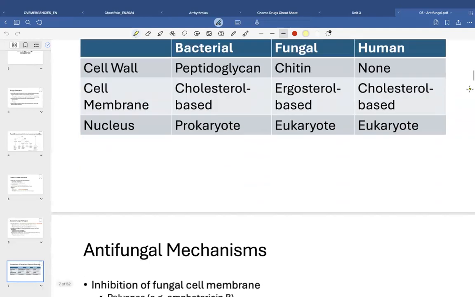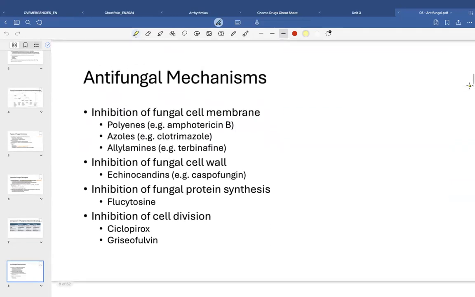So the fungal cell membrane agents include the polyenes, azoles, I love that term, azoles, and allylamines. The fungal cell wall targeting agents are the echinocandins. And then we have other drugs that look at protein synthesis and cell division.